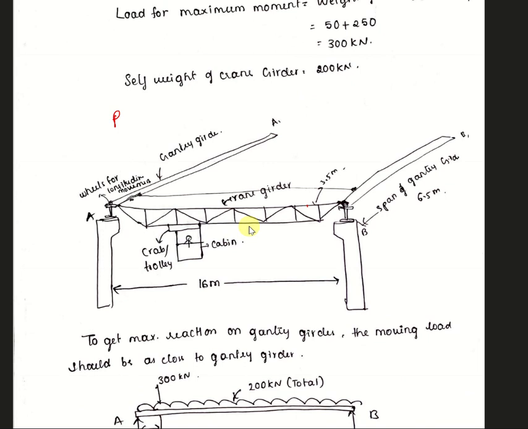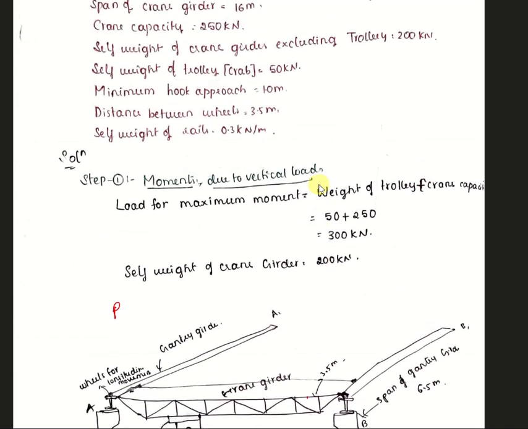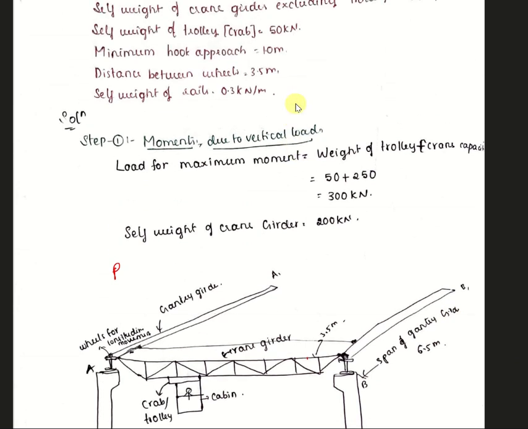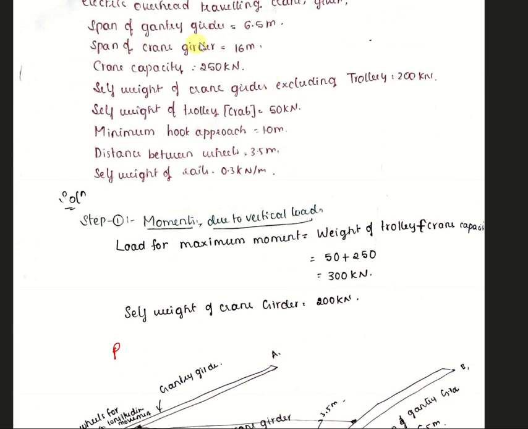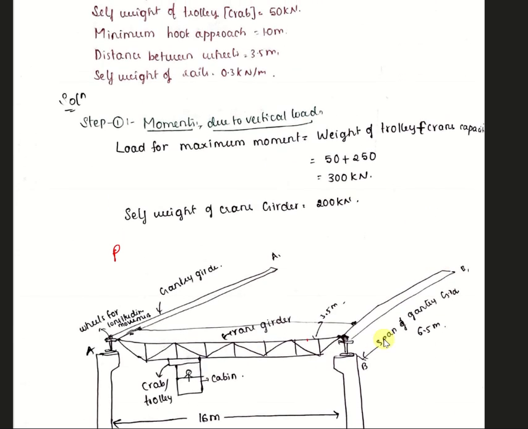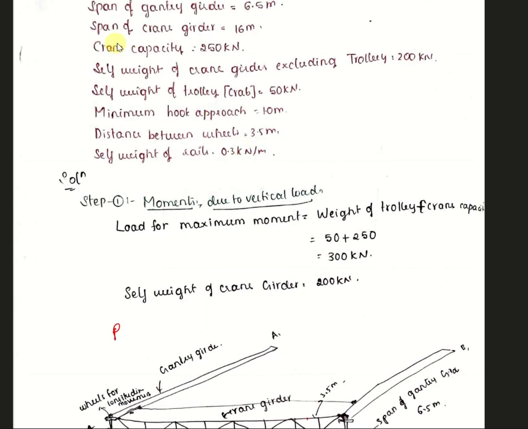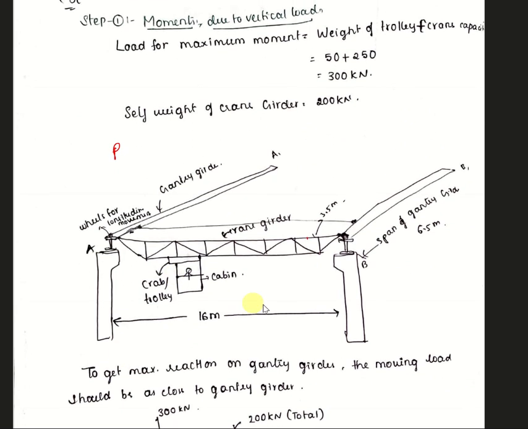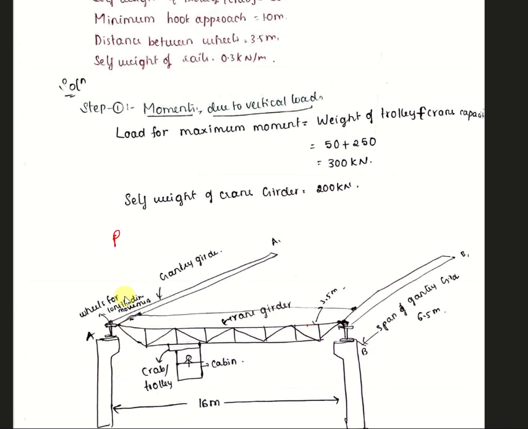Here I have tried to draw the diagram of this. Here this is one wheel, this is one wheel, there's a crane girder which is having 3.5 meter as given in the question. I have drawn distance between wheels, and this is the length of the span of the crane girder 16 meter, and this is the length of the gantry girder. This is 6.5 meter as given in the question itself. Here span of the gantry girder. This is the span of the gantry girder, and this is span of crane girder 16 meter. This is span of crane girder 16 meter, right?